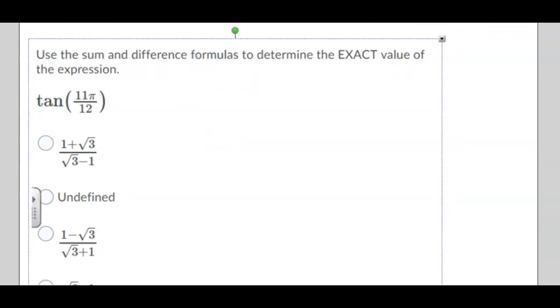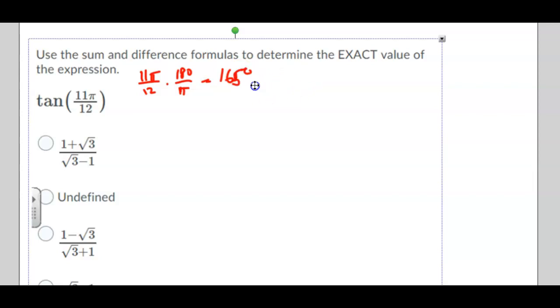All right, for this one, same type of problem. First, we're going to convert 11 pi over 2 times 180 over pi. That's 180, sorry about that. So 11 times 180 divided by 12 is going to be 165, so 165 degrees.